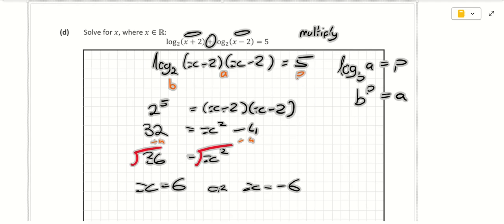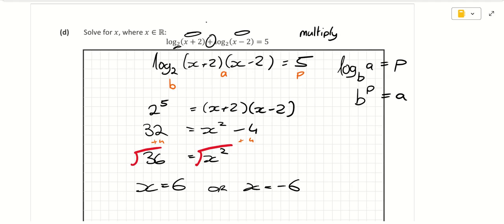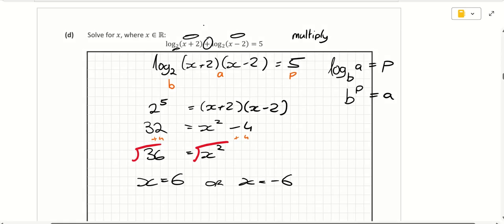So if they've got the same base and they're added, you're going to multiply them like this. If they were minused, you'd have to put them as a fraction. So anyway, that's that question done.